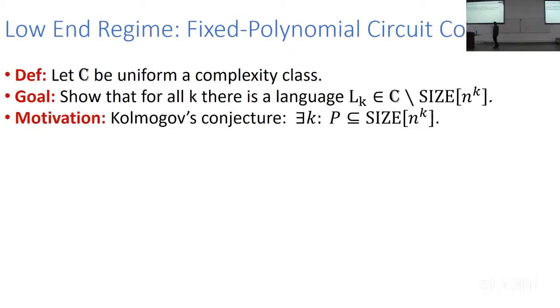Okay. So we got the higher region. Let's see what happens in the low region. We got some progress here. And so for now, we have this conjecture about non-uniform algorithms. Maybe non-uniformity is more powerful, right? So how would we quantify this?